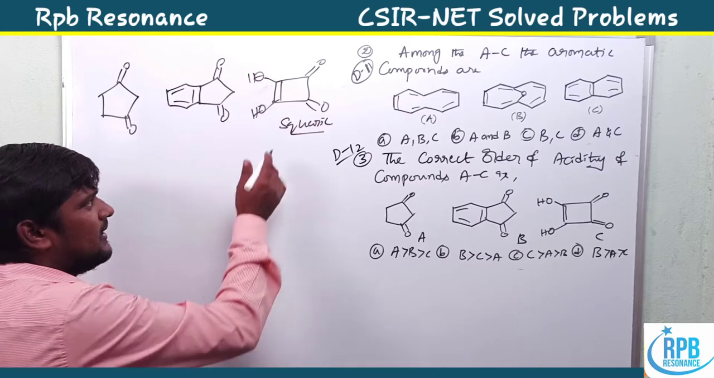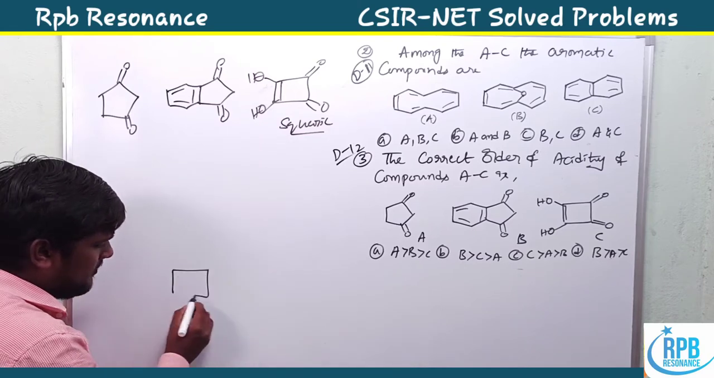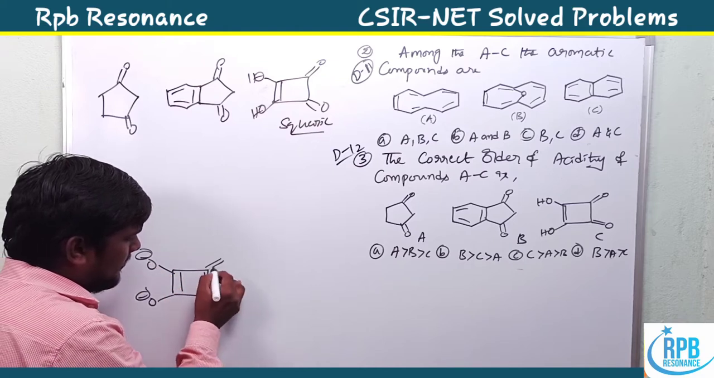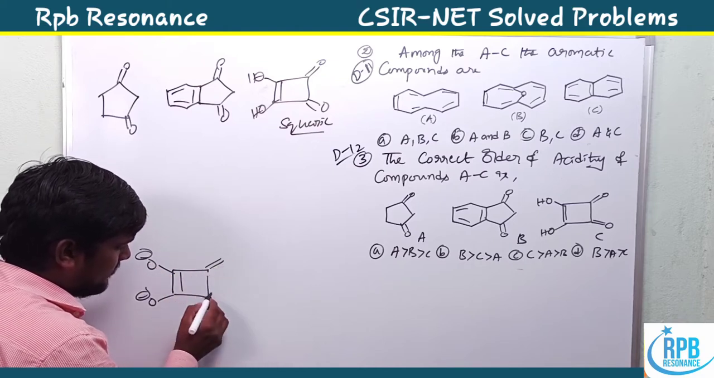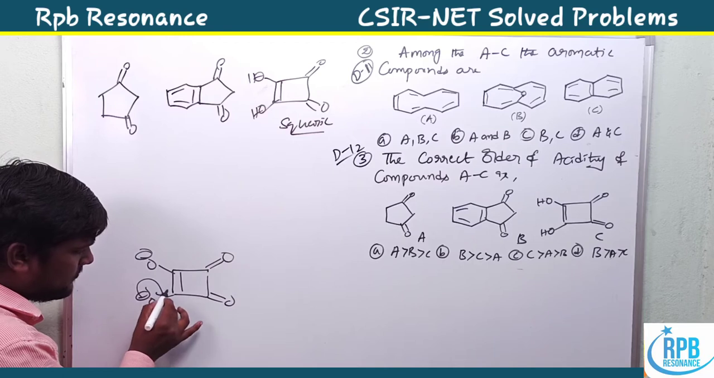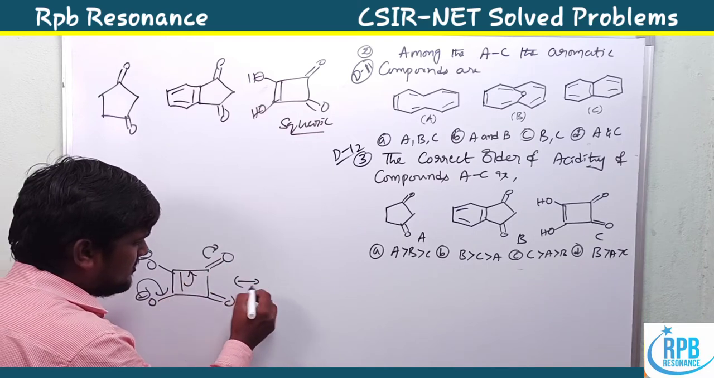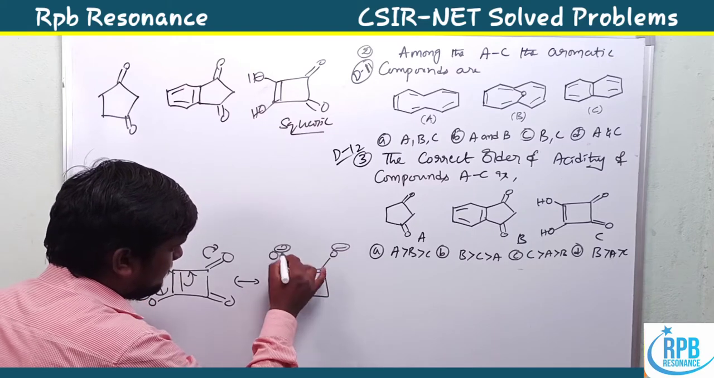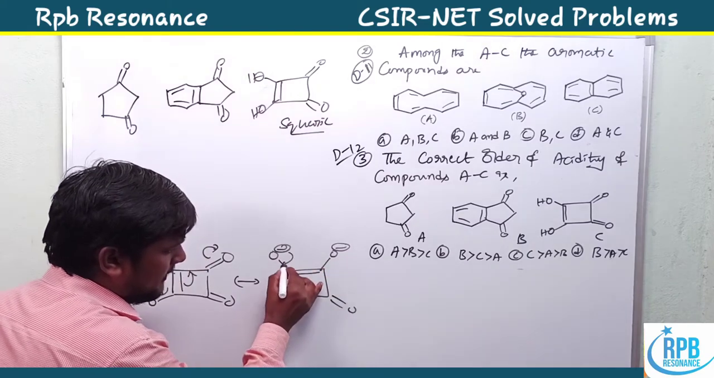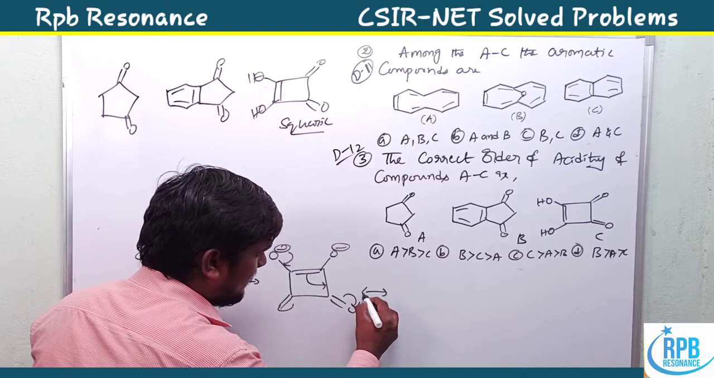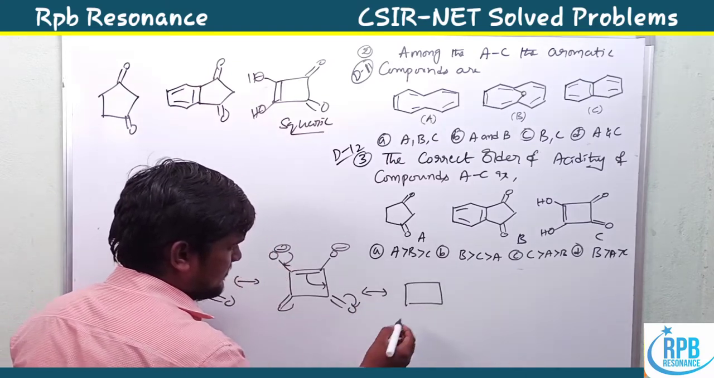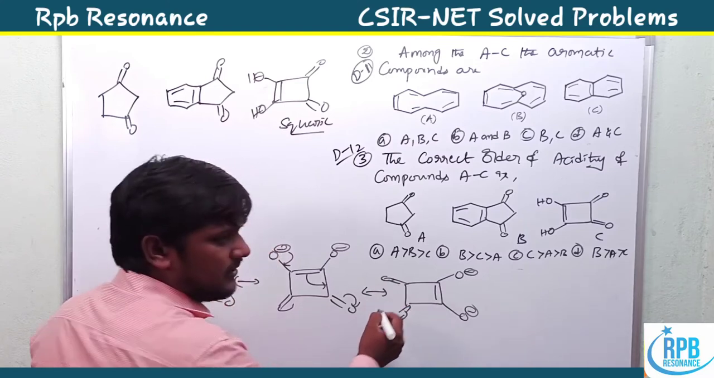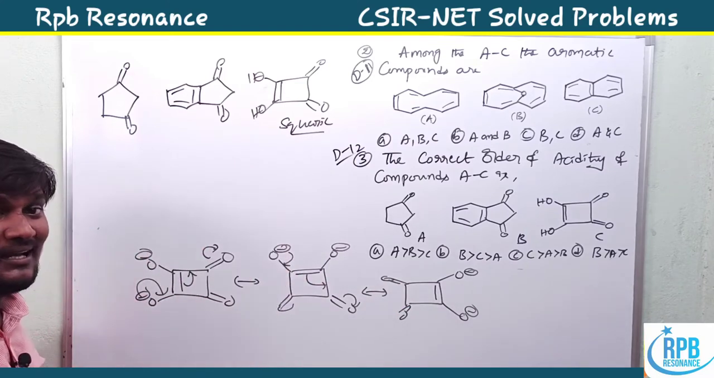Now here it is squaric acid. Whenever squaric acid forms a dianion, it gives this type of resonance. So this is the dianion system. The dianion has this many resonating structures: O minus, O minus, double bond O, double bond O. Again it participates like this, and again it gives these types of resonating structures: O minus, O minus, double bond O, and so on.